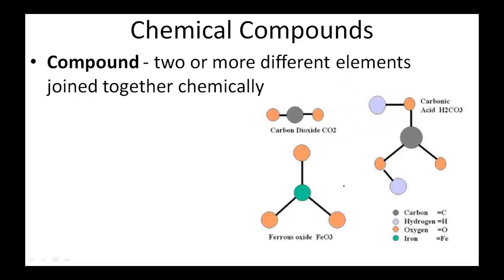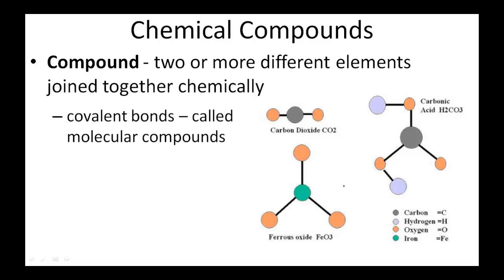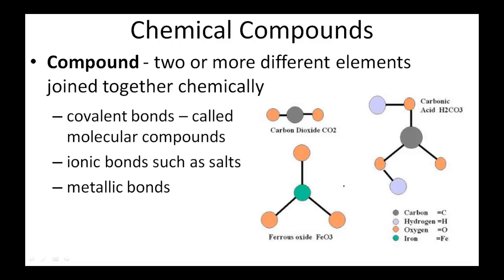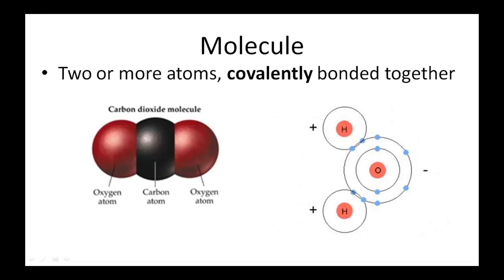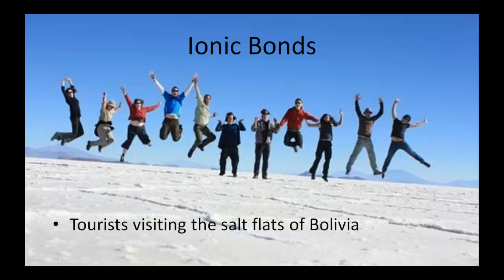A chemical compound is 2 or more different elements joined together chemically. It's not saying how chemically, it's just saying that it's being joined together chemically. Covalent bonds, ionic bonds, or metallic bonds. There are other types of bonds, but these are the major ones. Again, a molecule is when 2 or more atoms covalently bond together, so it's not as generic as compounds. A molecule is a type of compound, but compounds are not molecules.